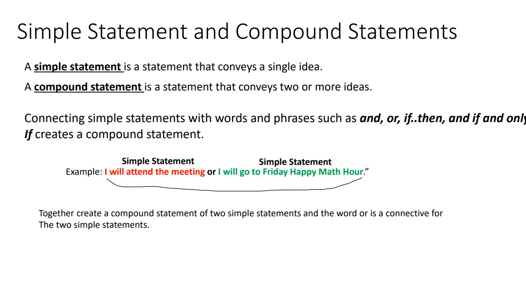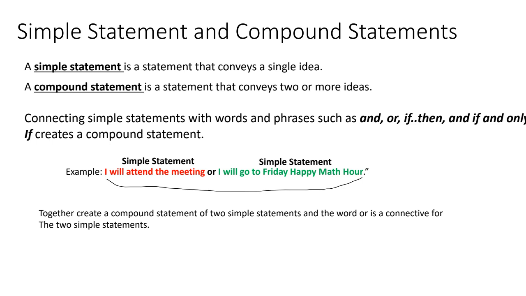Okay, so the next part is when we have statements, we can have what we call a simple statement, which conveys a single idea. I also say it's a single sentence. And a compound statement is if you have 2, 3, or more sentences. The word compound usually means it's composed from different things. So it's more than one. Simple is a single one. Compound is 2 or more.